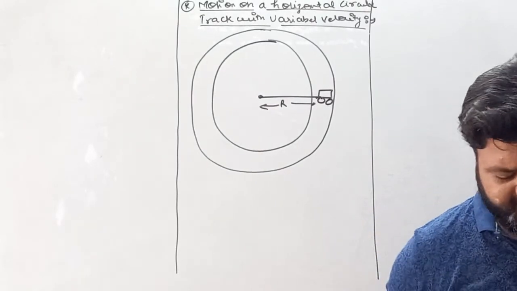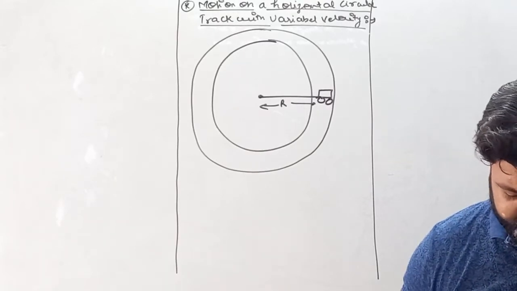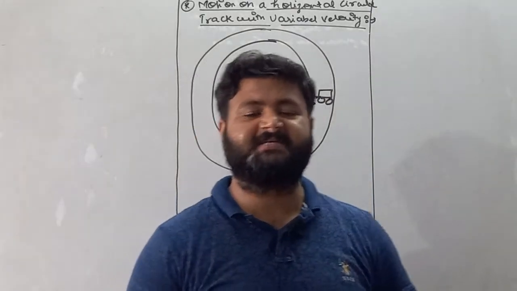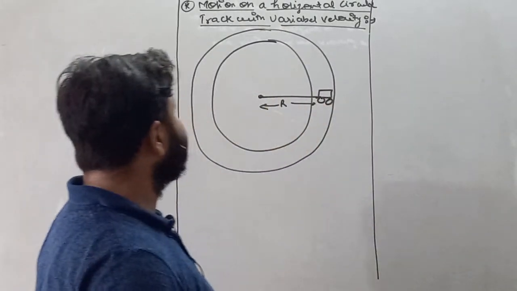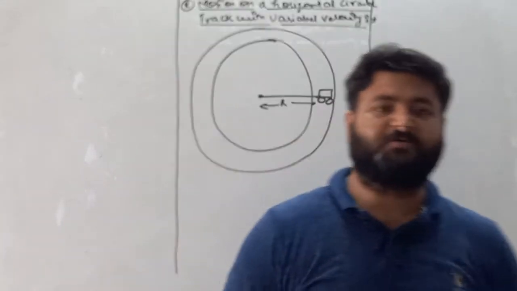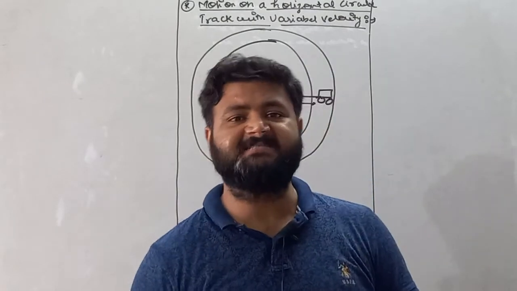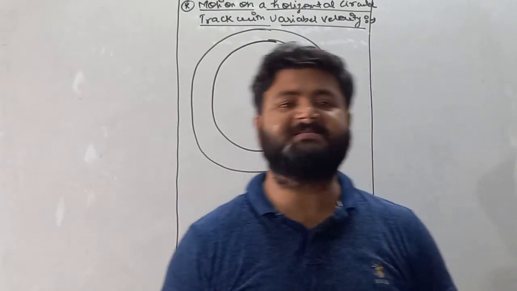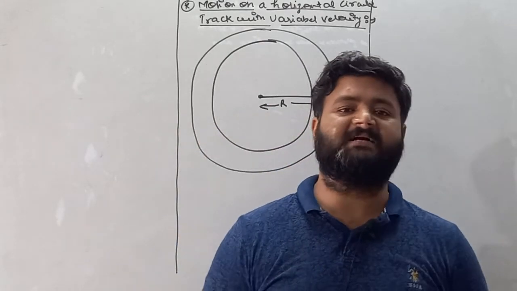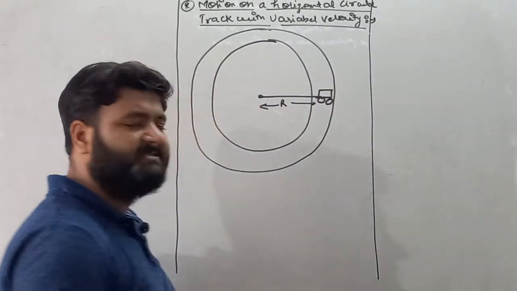It's your 15th lecture. In Laws of Motion we are discussing friction, and in the last class we discussed motion on a horizontal circular track with constant velocity, and how, if velocity is constant, we find the value of the velocity with which the particle is moving.